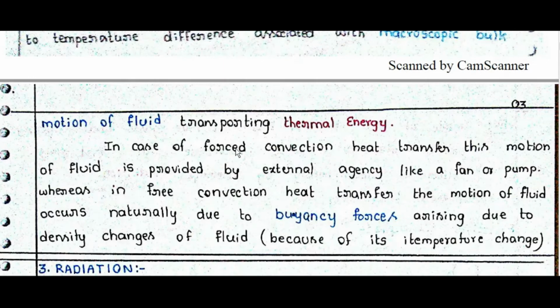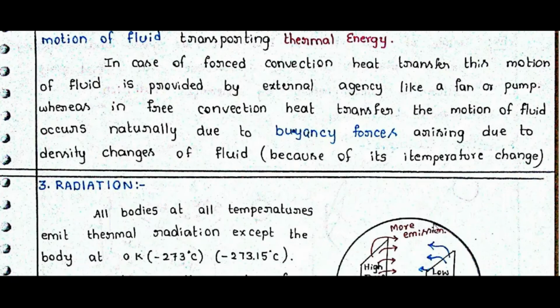In forced convection heat transfer, the motion of the fluid is provided by an external agency like a fan or pump, whereas in free convection heat transfer, the motion of the fluid occurs naturally due to buoyancy forces arising from density changes of the fluid because of its temperature change.